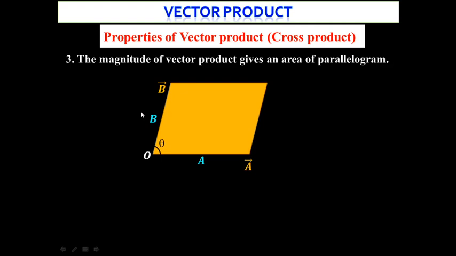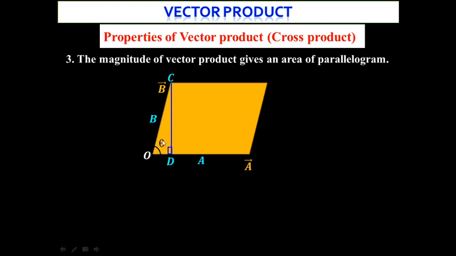Suppose this is theta, the angle between vector A and vector B, and suppose this is the perpendicular drawn from the point C to D, and this is the height of the parallelogram. So it will form a triangle COD. Look at this triangle COD. In this triangle, we can find sine theta by using trigonometry.